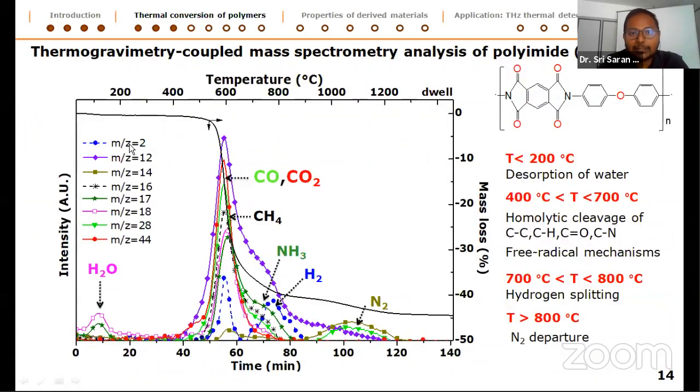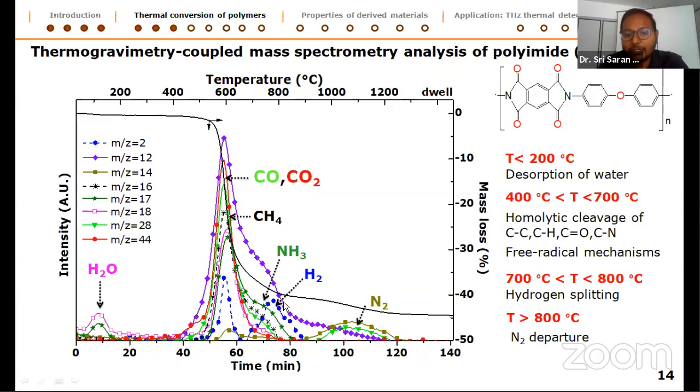Here is an example of thermogravimetry coupled with mass spectrometry analysis of polyimide. As you can see, the first reaction at low temperature is an elimination of water. This can be the desorption of water that was originally present in the polyimide itself. The main reaction occurs between 600 and 800 degrees. There is a homolytic cleavage, a well-known degradation of organic polymers. It involves CO, CO2, and methane.